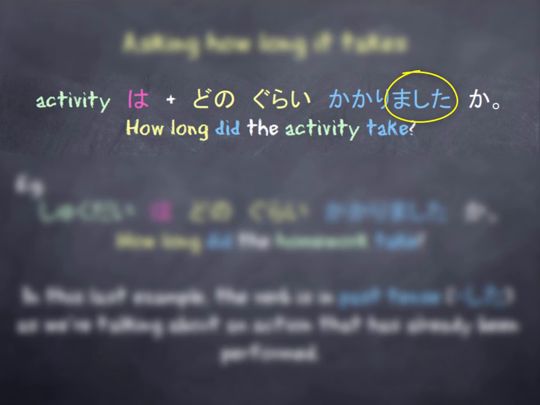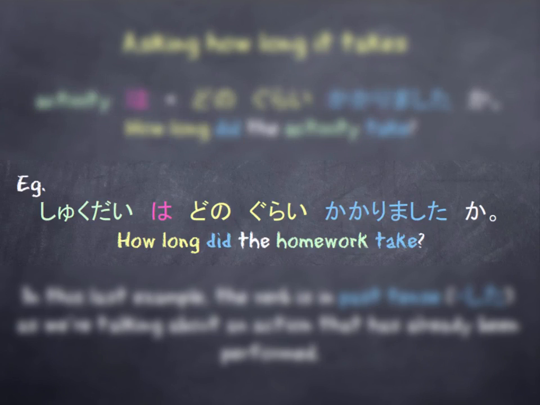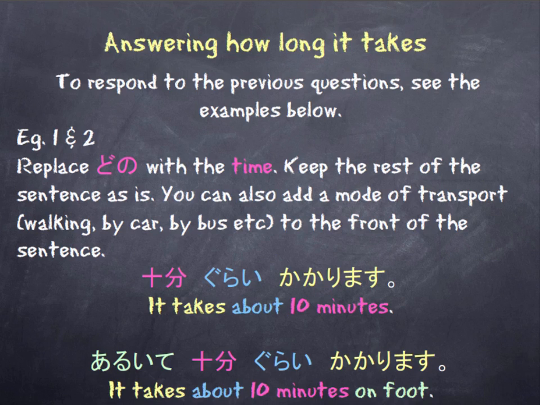How long did the activity take? Instead of how long will the activity take? So using our example down the bottom, how long did the homework take? Shukudai wa dono gurai kakarimashita ka? So our activity is the homework, shukudai, and then our phrase dono gurai kakarimashita ka is just simply tacked on to the end. So how do we answer the questions?